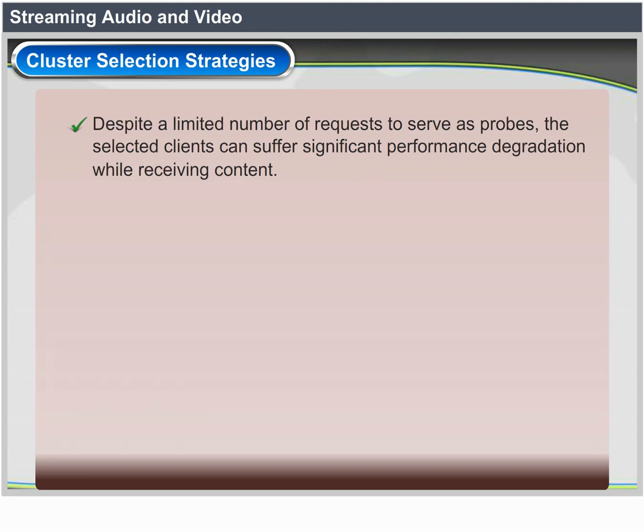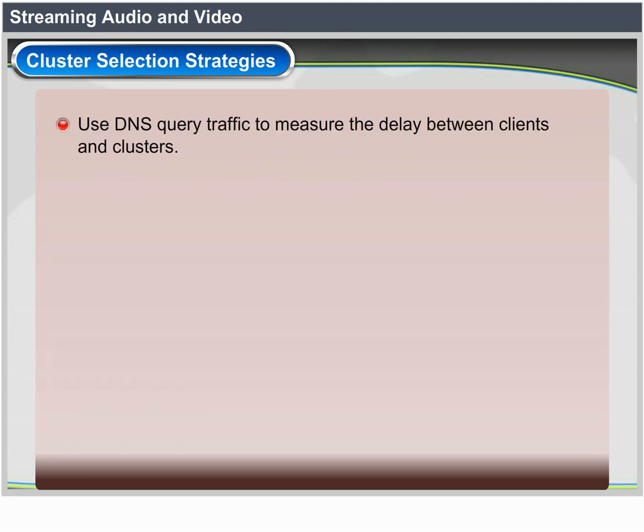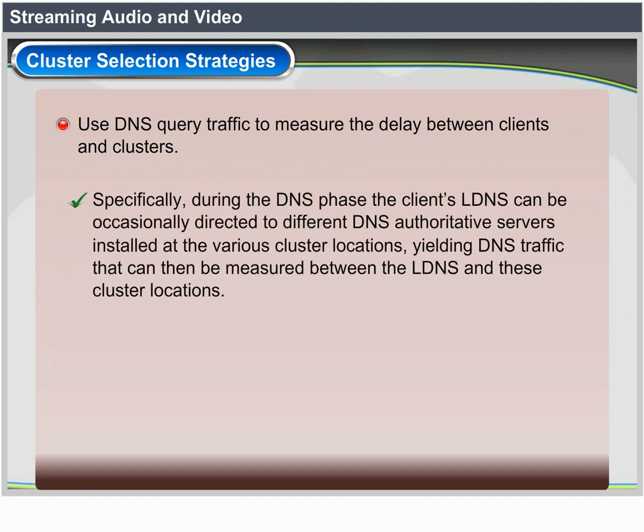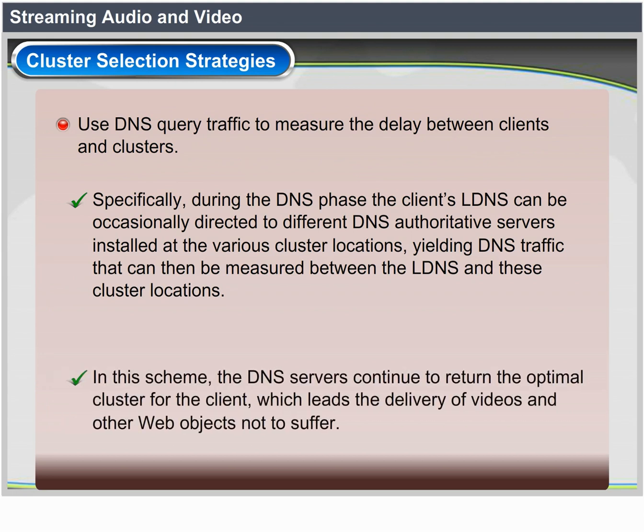Use DNS query traffic to measure the delay between clients and clusters. Specifically, during the DNS phase, the client's LDNS can be occasionally directed to different DNS authoritative servers installed at the various cluster locations, yielding DNS traffic that can then be measured between the LDNS and these cluster locations. In this scheme, the DNS servers continue to return the optimal cluster for the client so that delivery of videos and other web objects does not suffer.